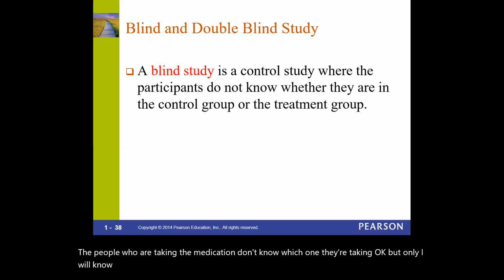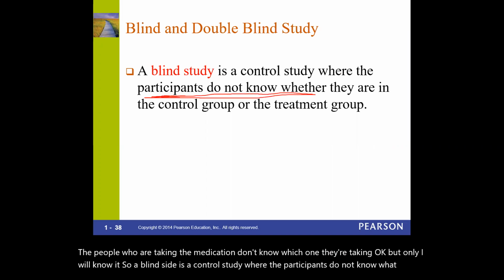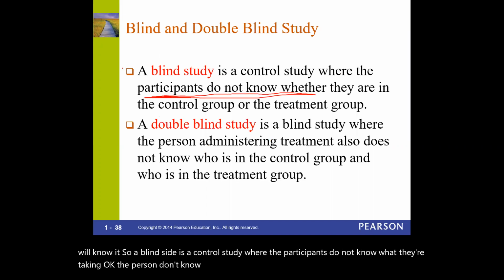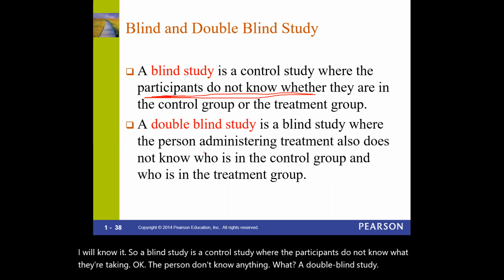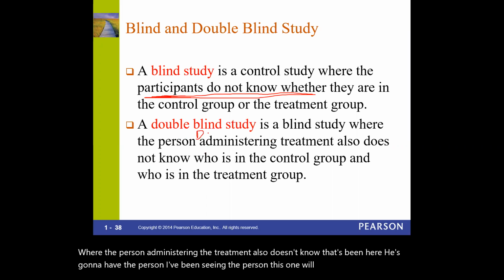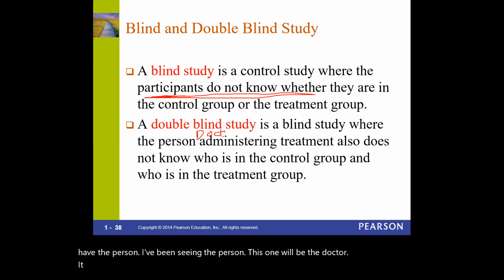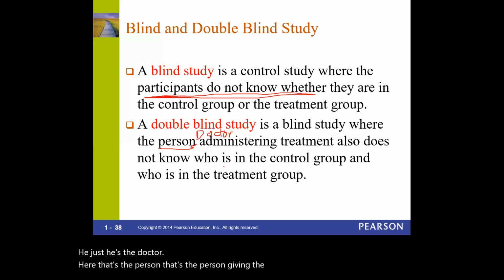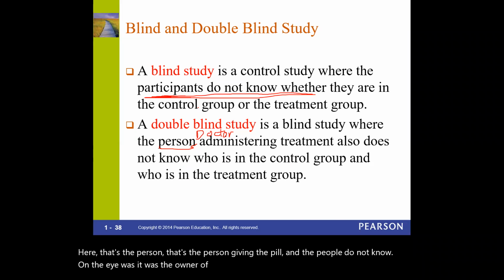So a blind study is a controlled study where the participants do not know what they're taking, okay? The person doesn't know anything. While a double-blind study is where the person administering the treatment also does not know. That means here we're going to have the person administering, this one will be the doctor. Here, that's the person giving the pill, and the people do not know. Only I, who's the owner of the pill, know the study. This is called a double blind.